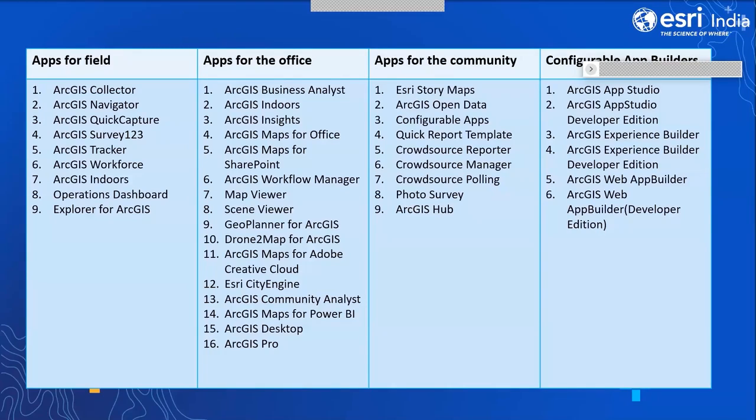And then we have apps for the community. Apps for the community are basically for engaging and collaborating with the social workers. We have multiple options for those as well, for example, ArcGIS Hub. Using ArcGIS Hub, we can serve open data, create multiple initiatives to collaborate with the social workers, or contribute data to the public and so on. And then we have configurable app builders.